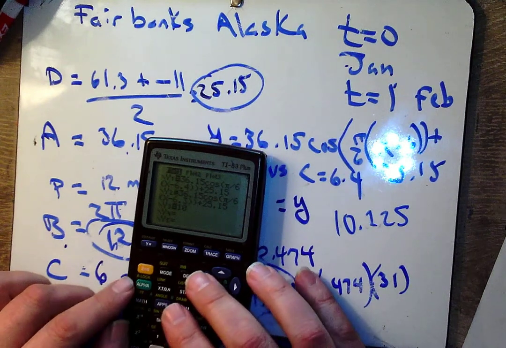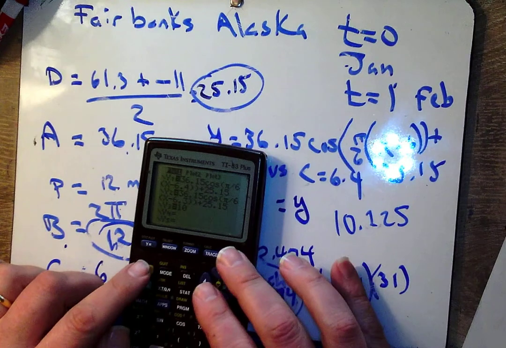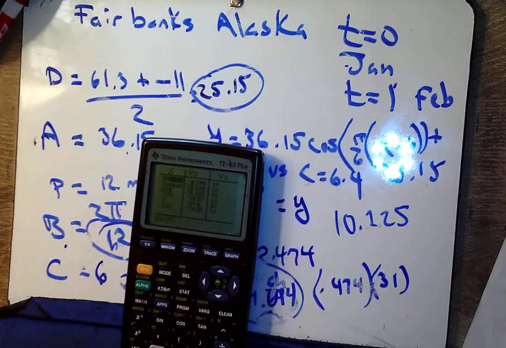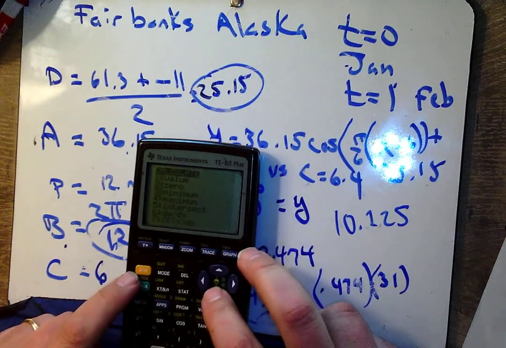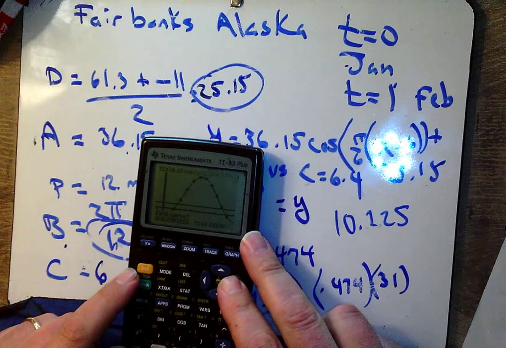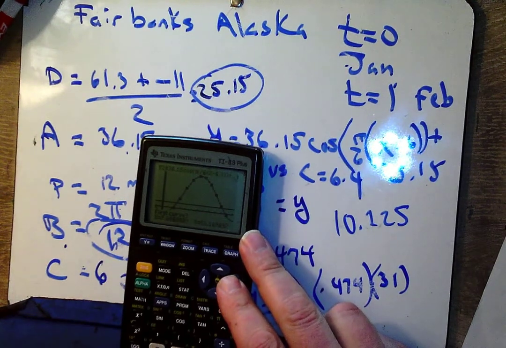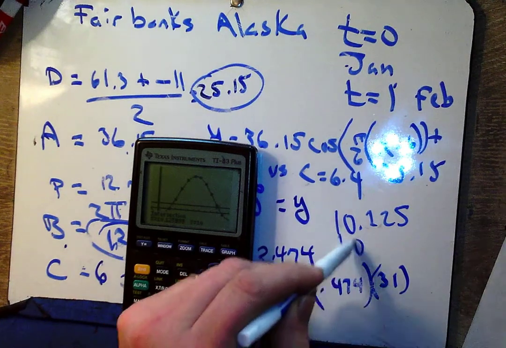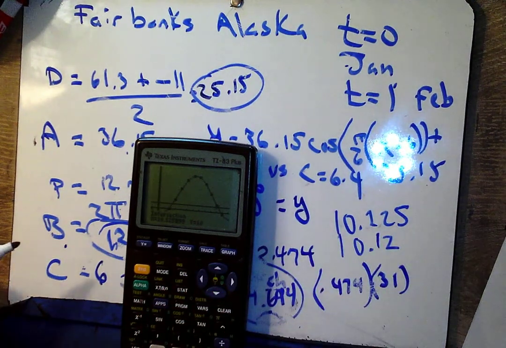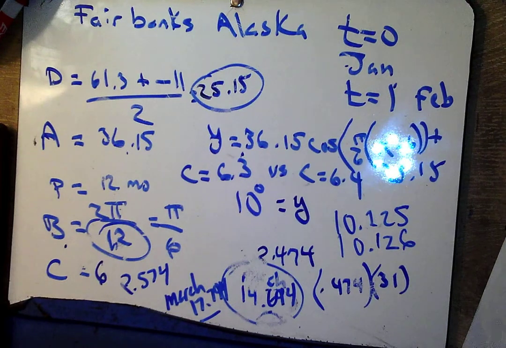And that was our 6.4 model. Let's try our 6.3 model. That seemed to be a better fit. Graph. Okay, second, calculate, intersect. Enter, enter, enter. 10.12, 1.25, 1.26. Okay, yeah, I'm good with that. Okay. So that's how we do these problems.